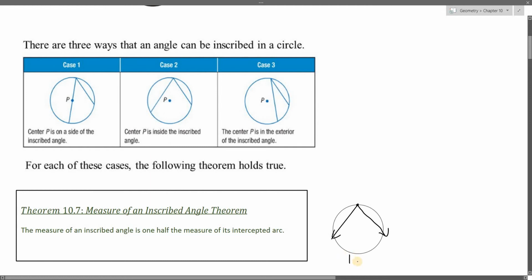And so if this is 110 degrees, how much is the unknown angle? Well, it says the measure of an inscribed angle is 1/2 the measure of the intercepted arc. Well, the arc is 110, therefore this is 55 degrees. And that's all it's saying. And vice versa. The arc would be double the angle.